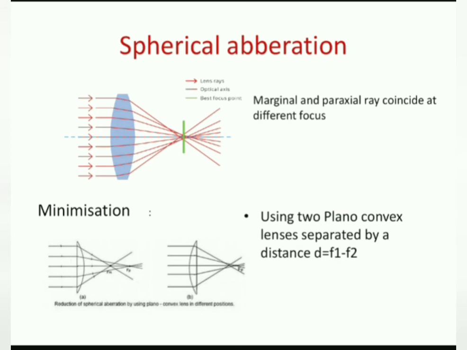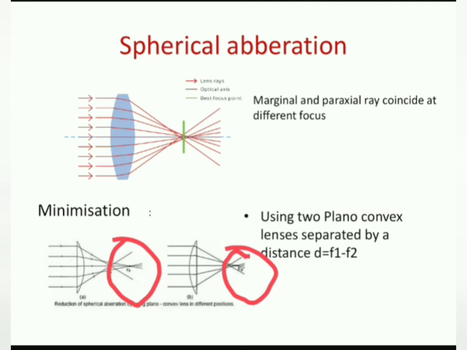The second way to minimize is, instead of using a convex lens, you can make use of a plano-convex lens. But when you are using a plano-convex lens, see that the plane surface is towards the converging beam, or the curved surface should be towards the parallel beam. If you observe the two diagrams below, in the first case we observe a large difference in marginal and paraxial focus. But if the curved surface is facing the parallel beam, you can reduce the spherical aberration. So this is one method to minimize the spherical aberration.